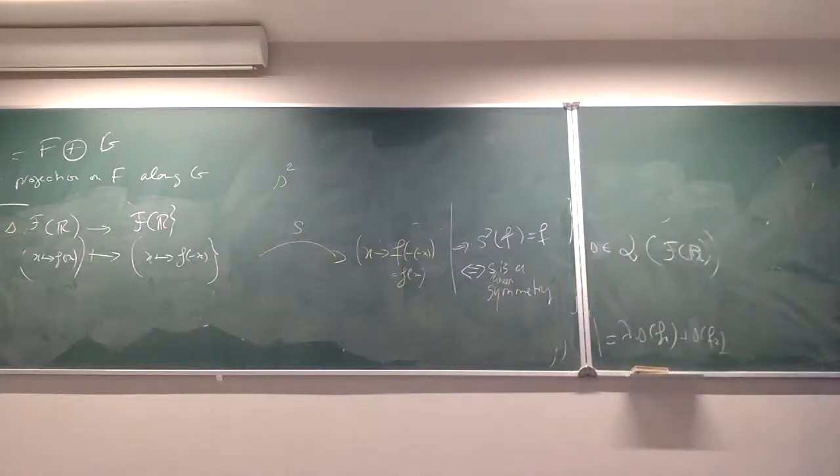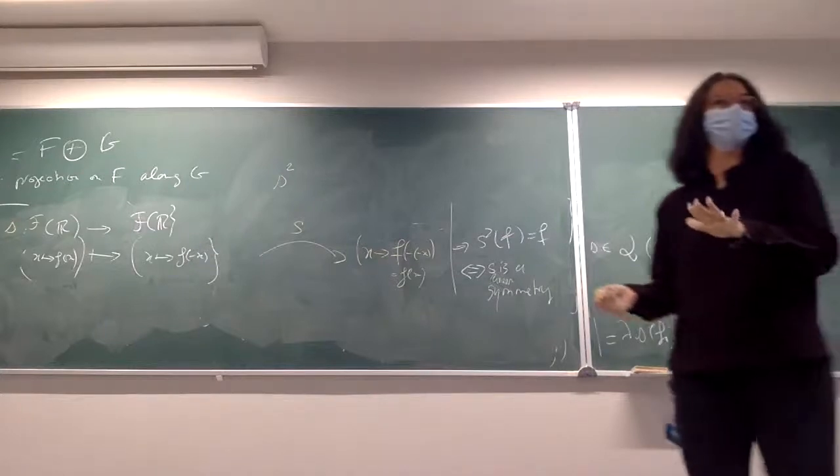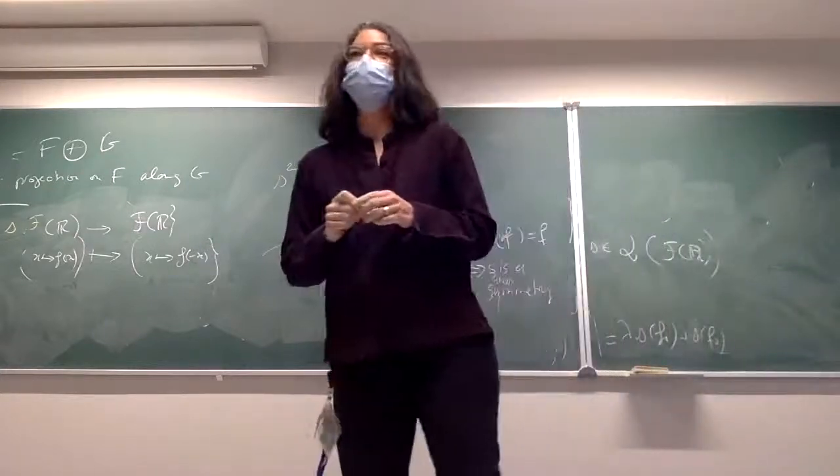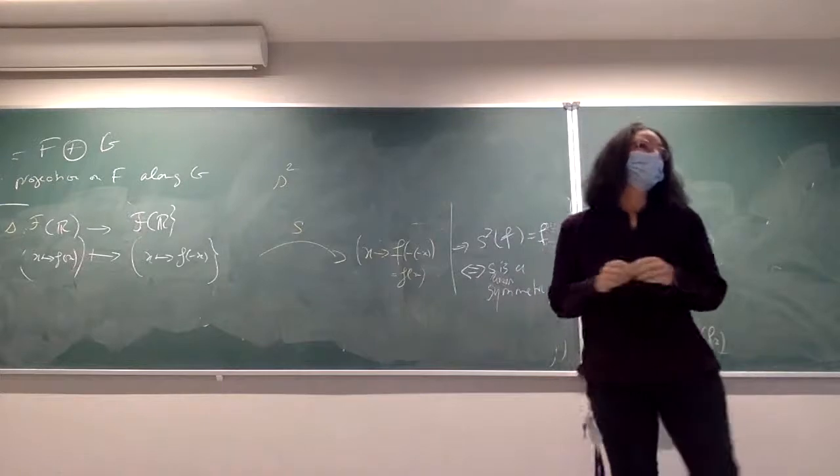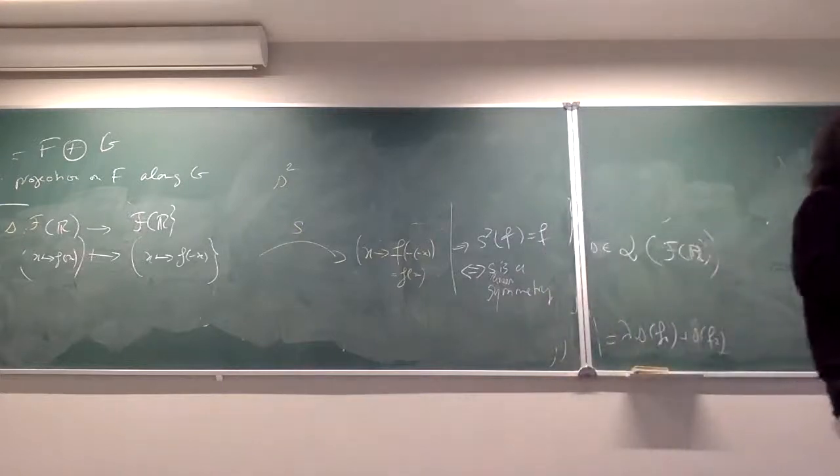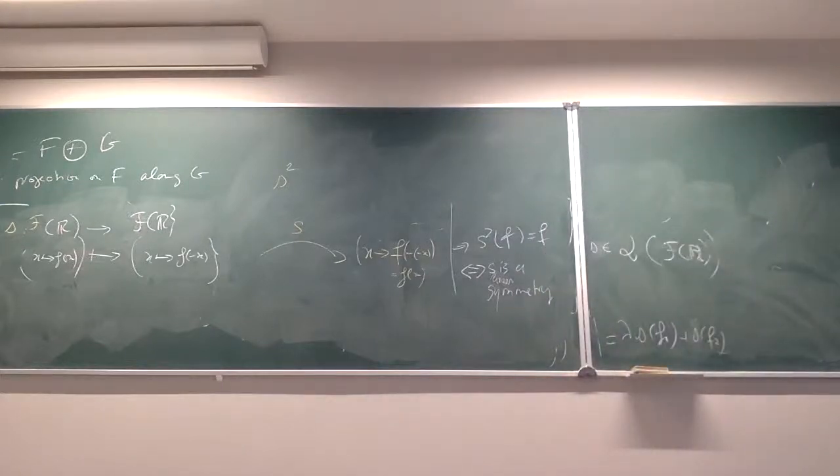So we know it has eigenvalues -1 and 1. So we can find the corresponding spaces, the little spaces.